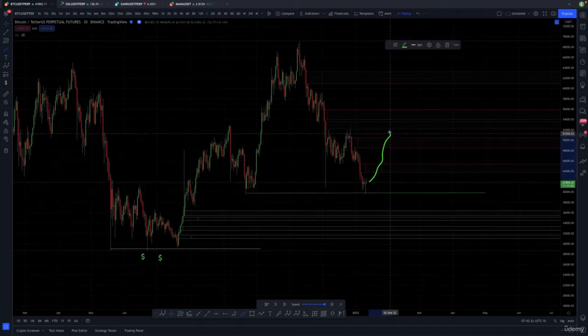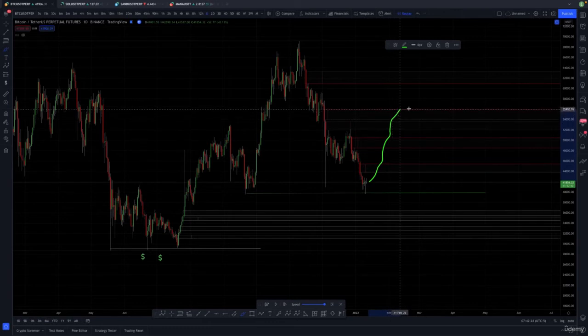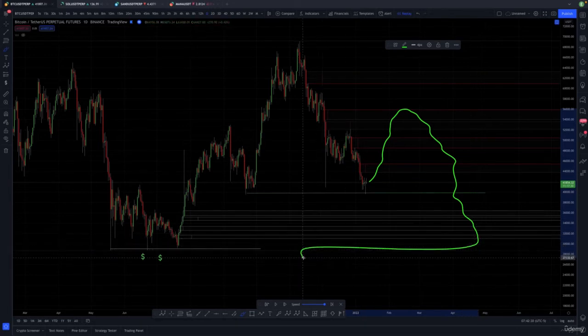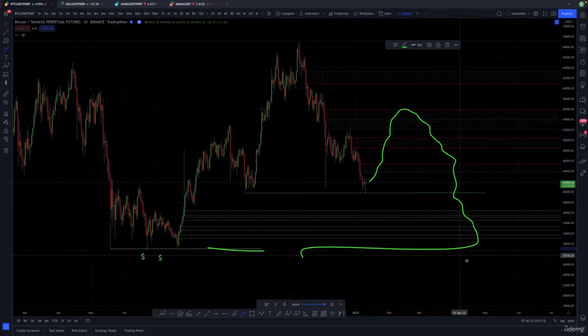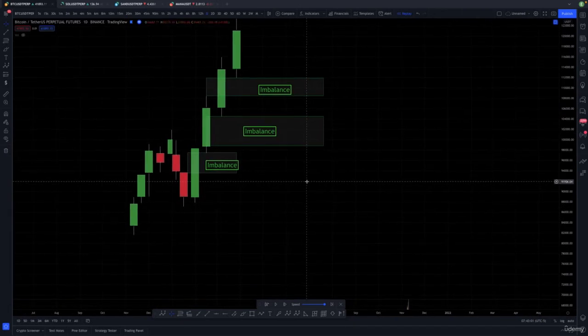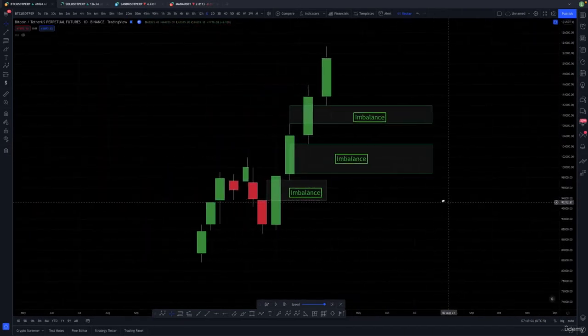maybe somewhere, and then they will again come back, hunt these stop losses, fill up their imbalance areas here, hunt this liquidity, and then move up and fill up the remaining imbalance areas as well. So what they are doing is hunting the stop losses and filling their imbalance areas, and that's how they keep the market moving. So first of all, how would we like to trade it?